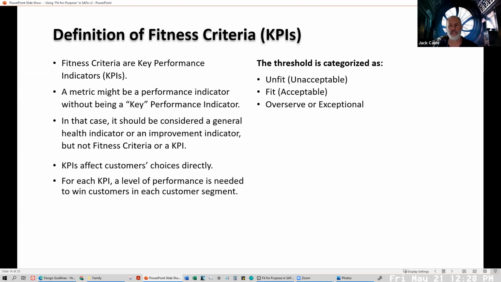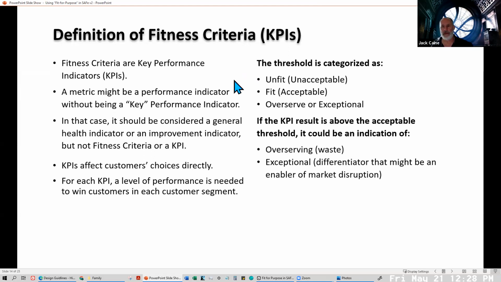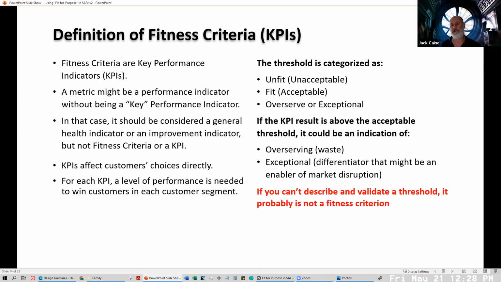Or are we over servicing? Or maybe we have discovered an exceptional situation where there is a new market segment. If the KPI result is above the acceptable threshold, it could be an indication of overserving, which is waste, or exceptional, a differentiator that might be an enabler of market disruption. We may have uncovered something. If you can't describe and validate a threshold, it probably is not a fitness criterion.